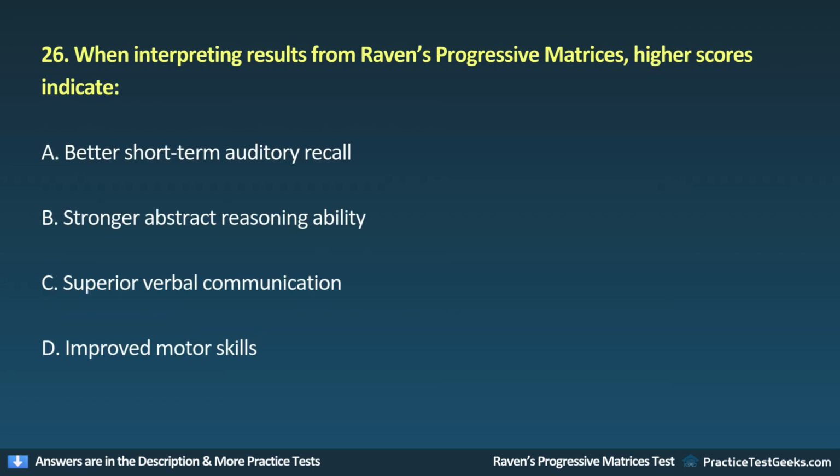26. When interpreting results from Raven's Progressive Matrices, higher scores indicate: A. Better short-term auditory recall. B. Stronger abstract reasoning ability. C. Superior verbal communication. D. Improved motor skills.